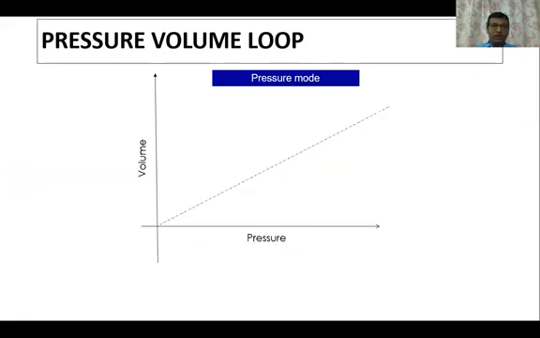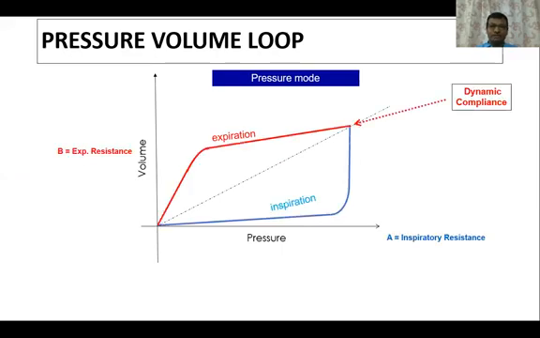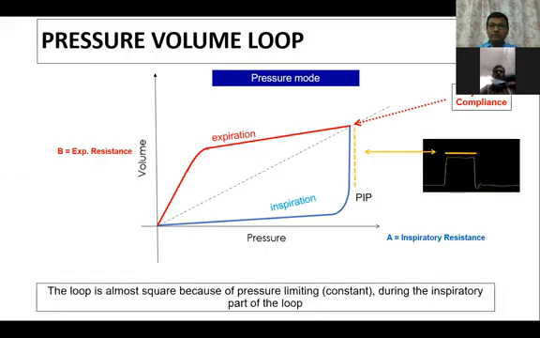If you look at the PV loop in a pressure mode, it's almost square in shape. And why is it so? Because you have a constant pressure applied during the inspiration. That is the peak inspiratory pressure. That's why it is square in shape in a pressure mode.